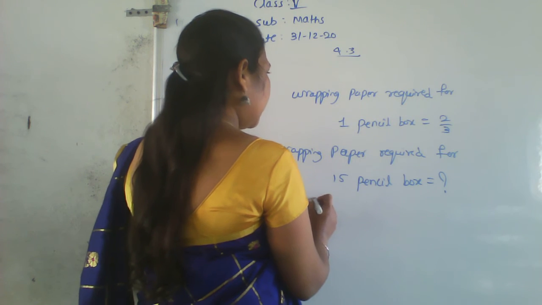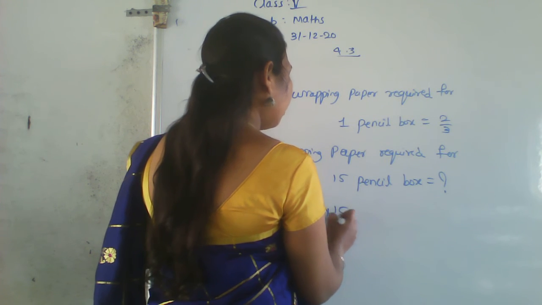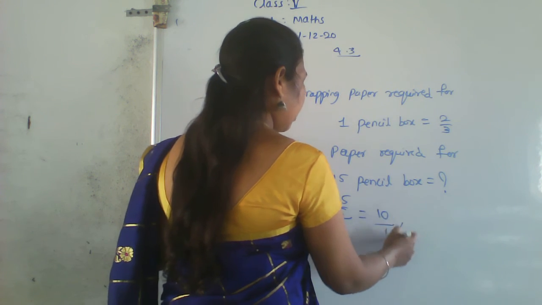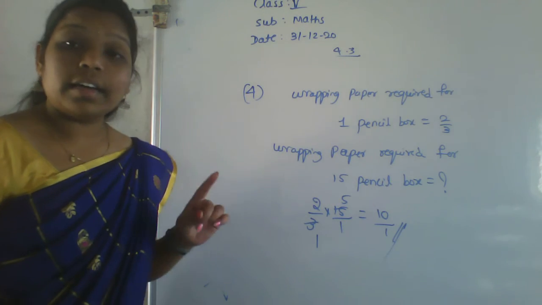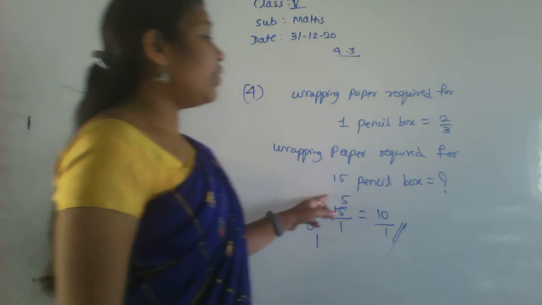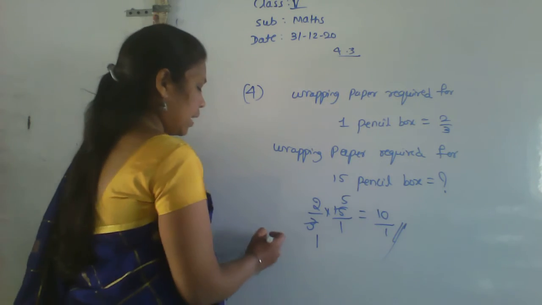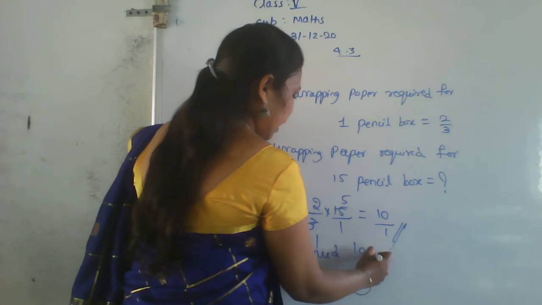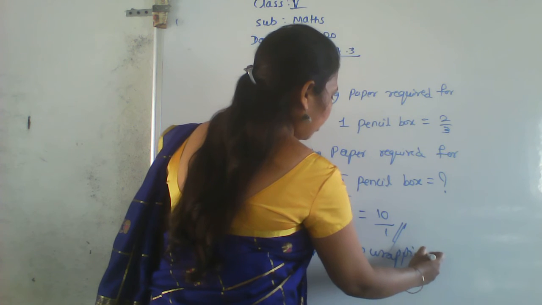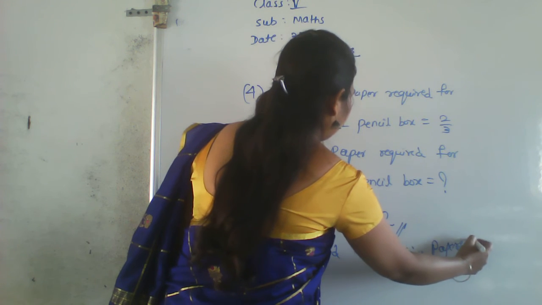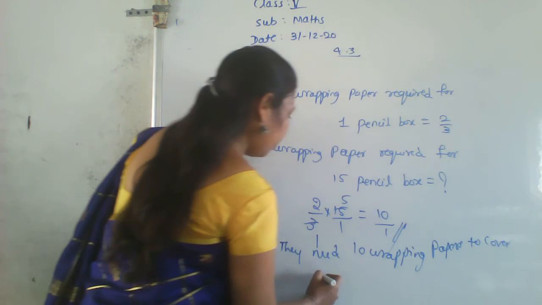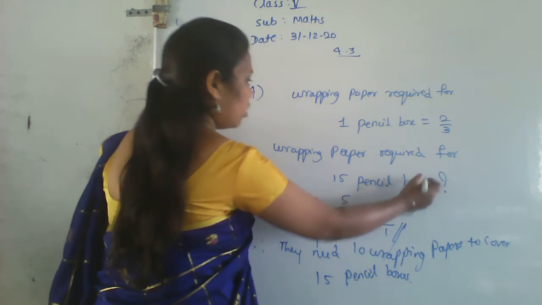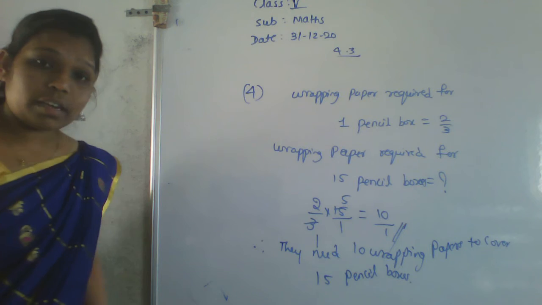So now do the multiplication. 2 by 3 into 15 by 1 here. 3 ones are 3, 3 fives are 15. 2 fives are how much? 10 by 1. So they need 10 wrapping papers to cover the 15 pencil boxes, right? Therefore, they need 10 wrapping papers to cover 15 pencil boxes.